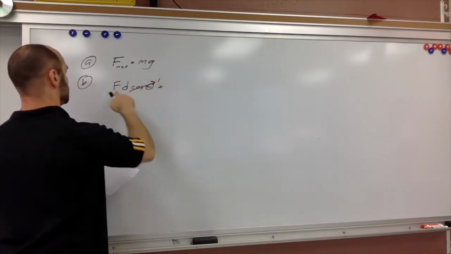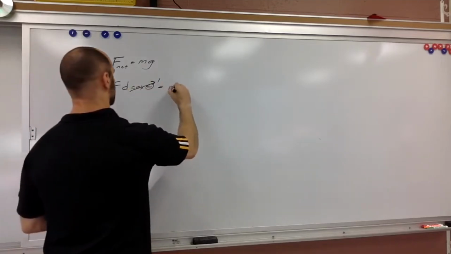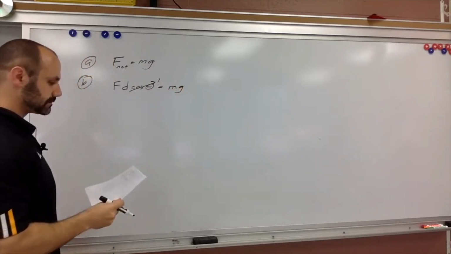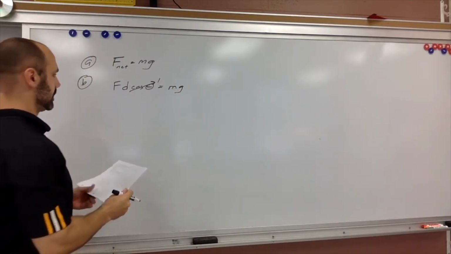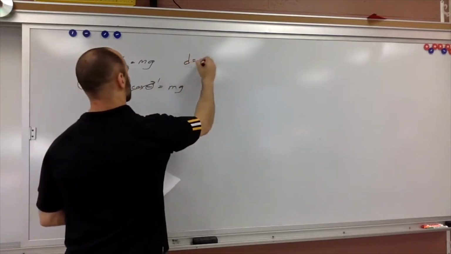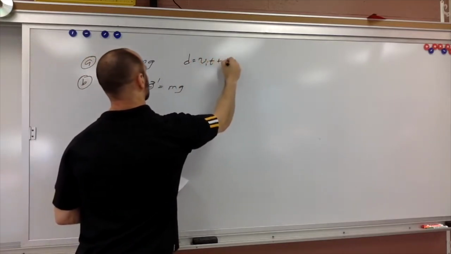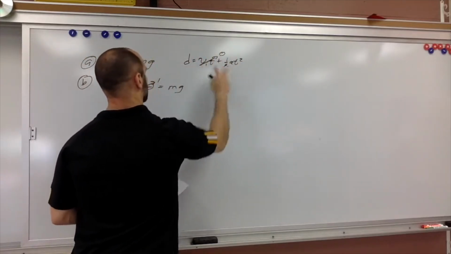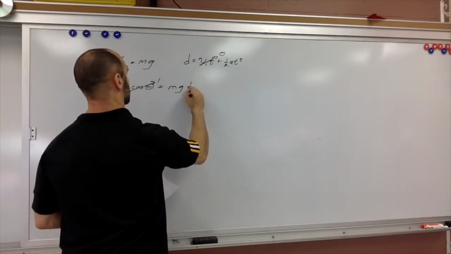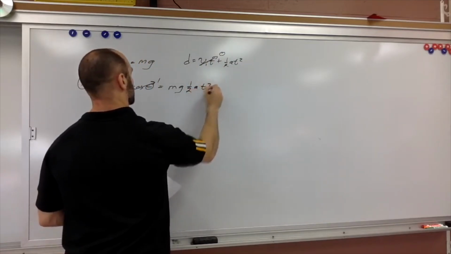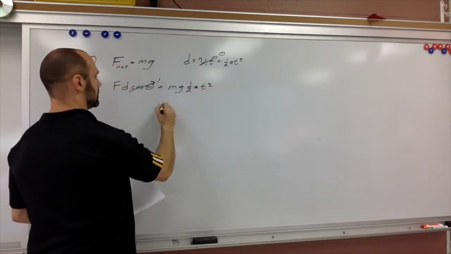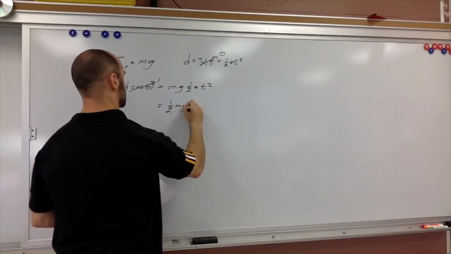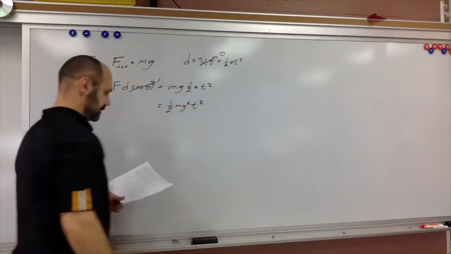This is 1. The force is mg, and the distance is given by 1/2 at squared, right? d equals v_i t plus 1/2 at squared, but the initial velocity is 0, so this is my expression for the distance, 1/2 at squared. But a is g, so this is 1/2 mg squared t squared.